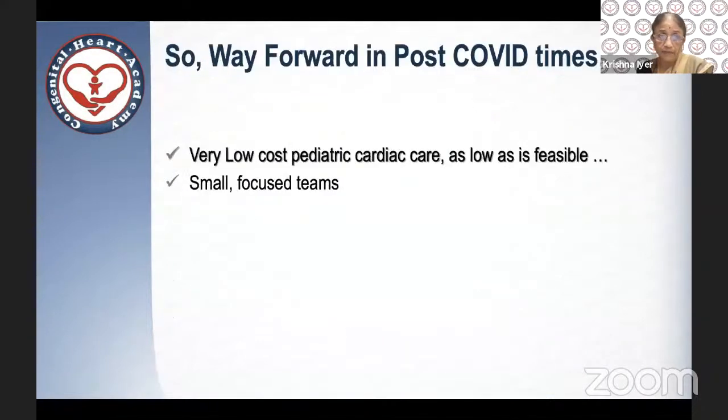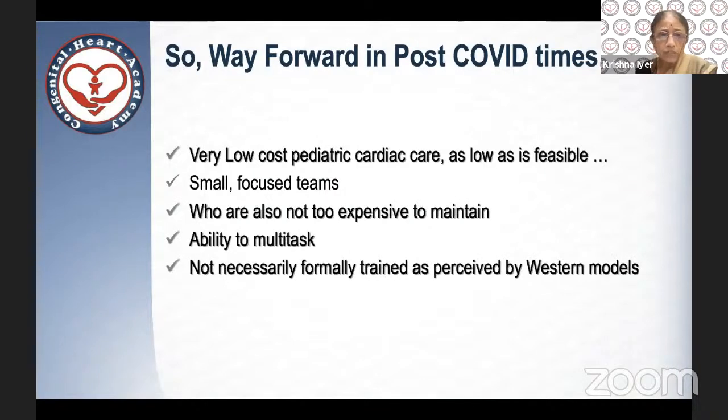the quality of care. So what is the way forward that I foresee in post-COVID times? We are alluded to as a lost generation, so we have to depend upon very low-cost pediatric cardiac care, as low as is feasible. And we manage with small, highly focused teams who are not too expensive to maintain and sustain, who also have the ability to multitask and who are not necessarily formally trained as perceived by Western models of training.